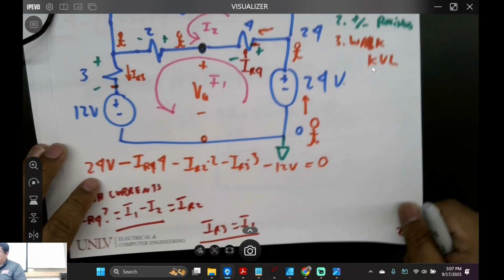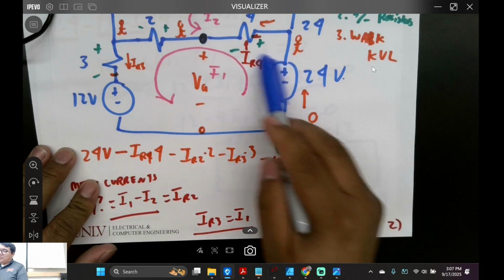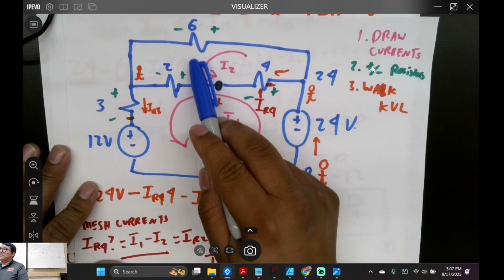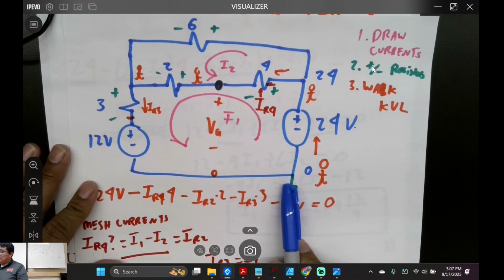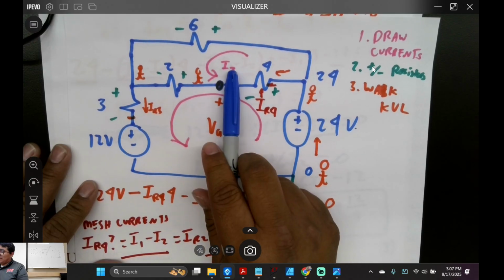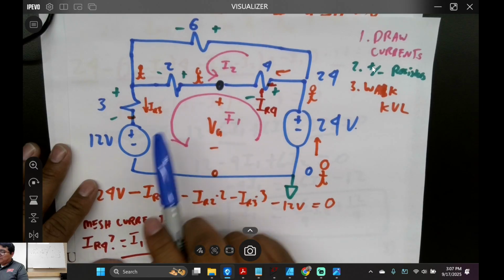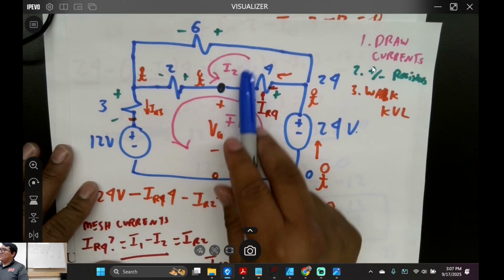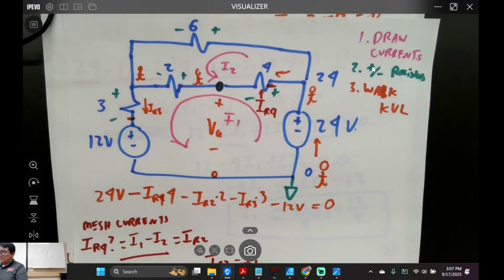Looking back at our circuit, we just did a KVL going through here. So now we've got to do the other KVL over here. I can either go up here to get this I2 one, or I can just do this little loop right here. What should I do? Should I walk in this circle? All right, let's do this.